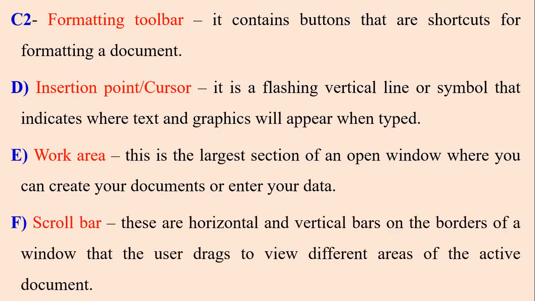The other part of a window is the scroll bar. This is normally available on windows in which we display several items that can fill the screen. So in this case, the scroll bar is the horizontal and the vertical bars that are found on the borders of a window that the user drags in order to view different areas of the active document or be able to access or see various items that have been displayed on the various sections of the work area.